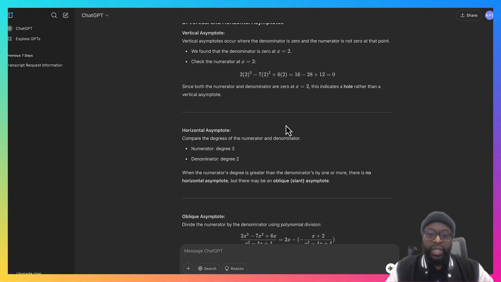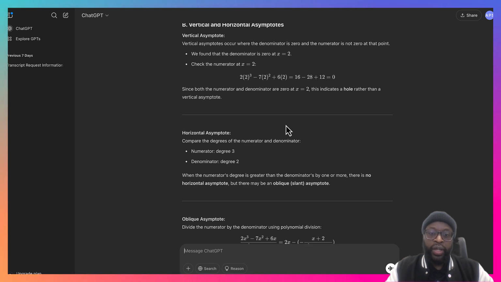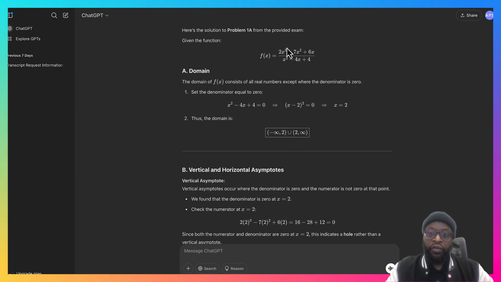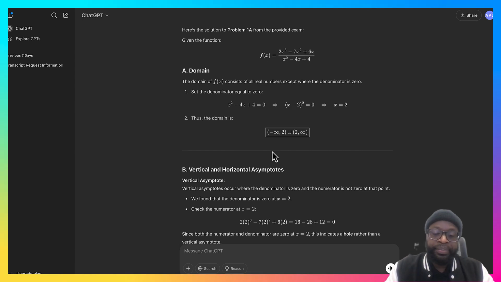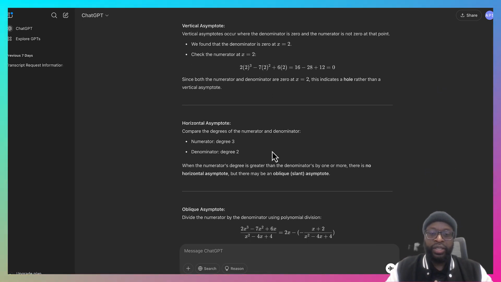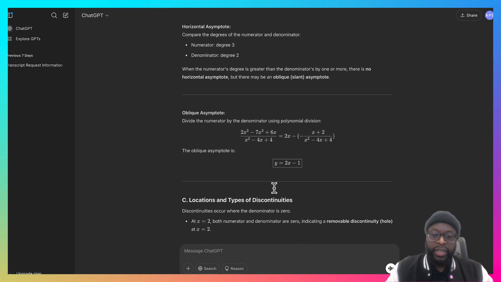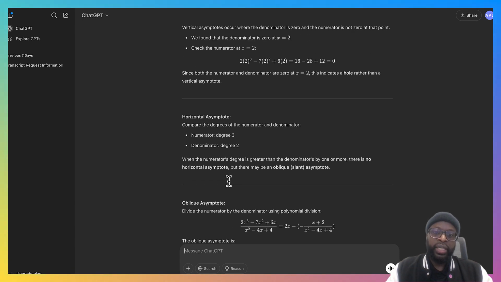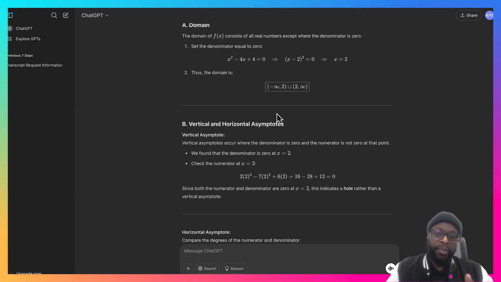Horizontal asymptote, it's saying that the numerator is degree 3, denominator is degree 2, and so we do not have an asymptote for the problem in that case, because for the horizontal asymptote, you're taking a look at the limit as x goes to infinity. We have a slant asymptote, but that's not something that we're going to be worrying about in this class. And then as far as the discontinuities, which is 1C, we have x equals 2. Again, because the only places where there's a discontinuity is in the places where there's a gap in the domain.